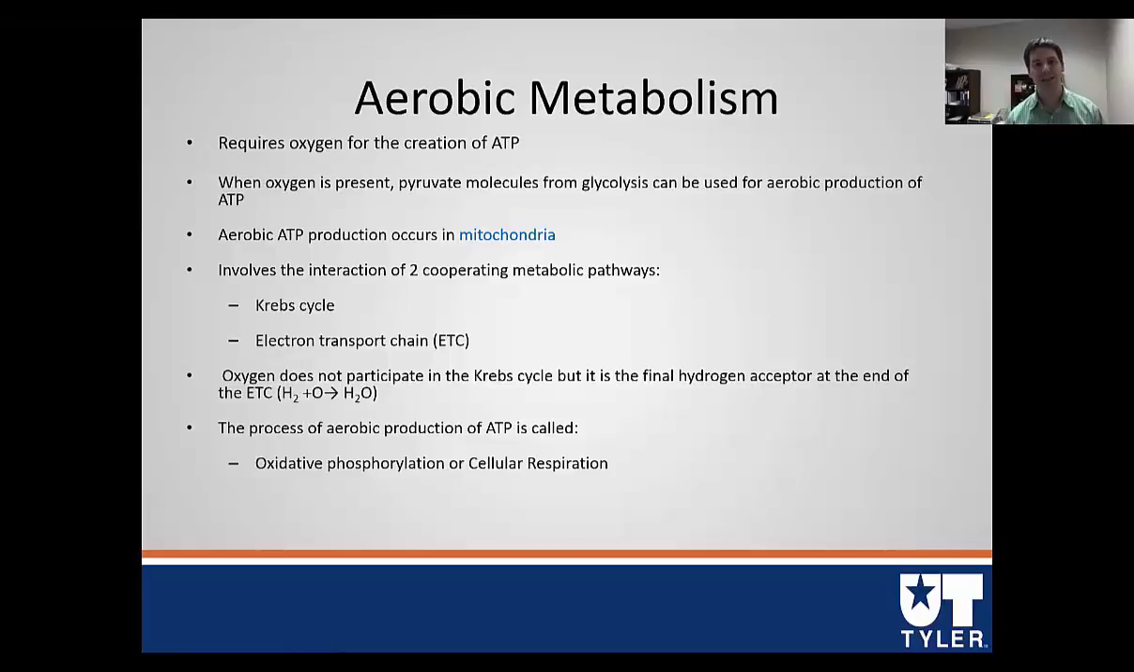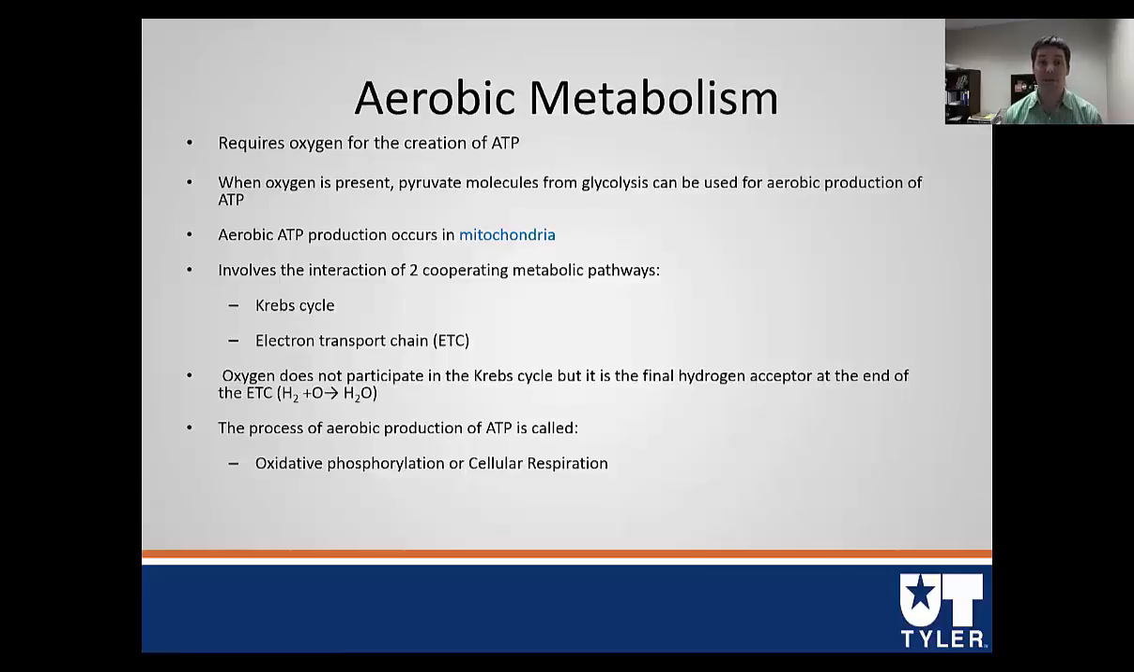So when oxygen is present in sufficient concentrations, pyruvate molecules from glycolysis can then be used for the aerobic production of ATP. This occurs all in our mitochondria. You'll recall that mitochondria are called the powerhouse of the cell, right? That's because that's where the majority of the ATP is found, and will lead you to believe that as we get into aerobic metabolism, this is going to generate much more ATP than the single ATP generated from the phosphocreatine system or the net 2 ATP from glycolysis.